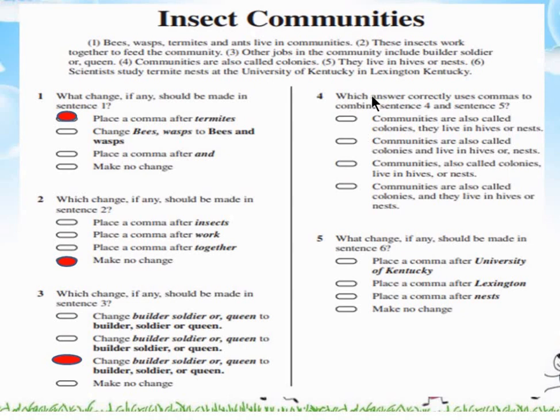Sentence number 4. Which answer correctly uses commas to combine sentence number 4 and number 5? If we are going to combine sentence number 4 and number 5, we need to use the conjunction and before the conjunction, we must put our comma, the last one. Answer is the second one. So we need to put the comma after the word Lexington.